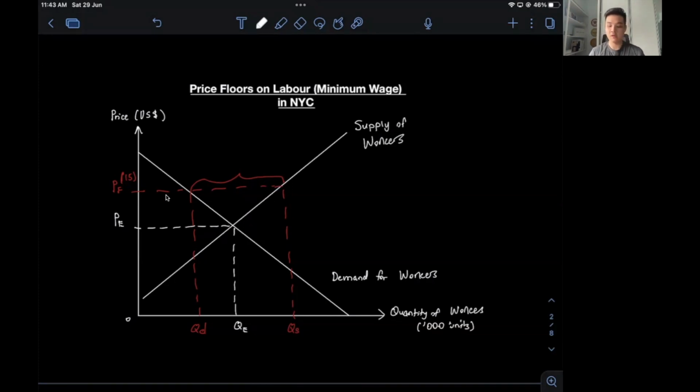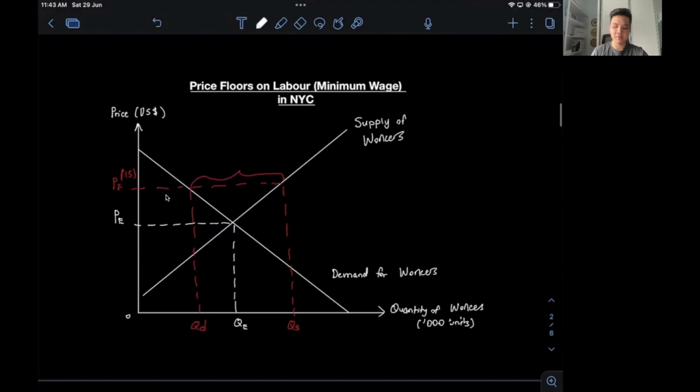For example, New York City has a minimum wage of about $15 per hour, if I recall correctly. And this helps lower income workers survive in a state or even a city where it is so expensive and you can spend about $10 to $20 per meal on average. So this shows how price floors act as a legal minimum price for workers and their labor.